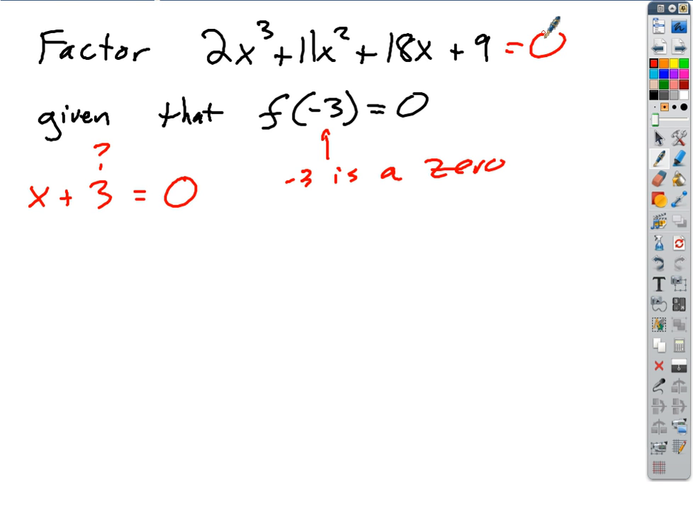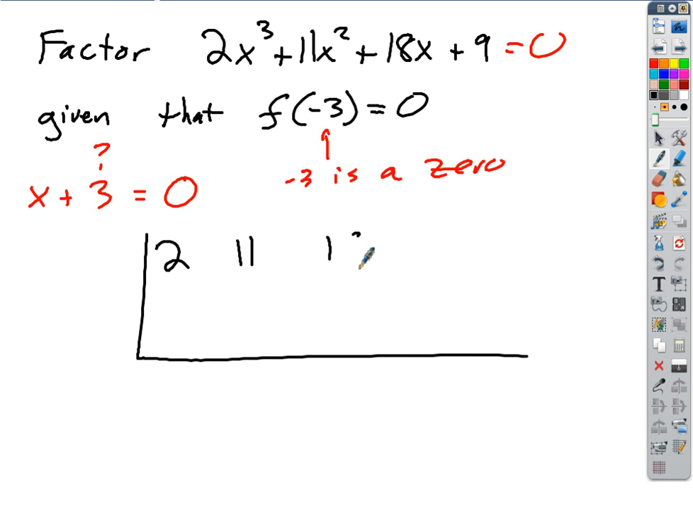Well, if we know that's one of them, then doesn't that mean that it divides in evenly with no remainder? Yes. Okay, so look, we could set this up as a synthetic division problem. We could take these coefficients, because when we divide this polynomial by x plus 3, we know it goes in evenly. So 2, 11, 18, and 9. And when I put a negative 3 out front, that's our 0, I can guarantee I'm going to get a 0 in the remainder box. So let's see what we get.